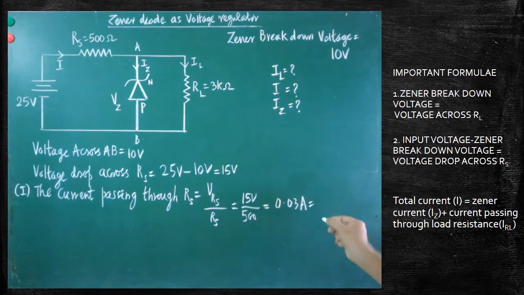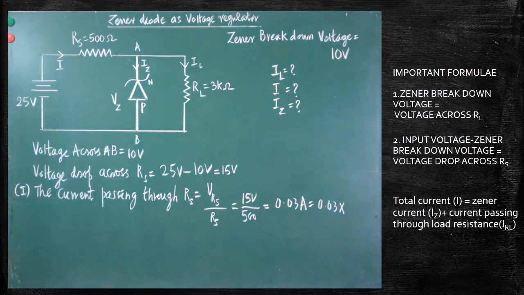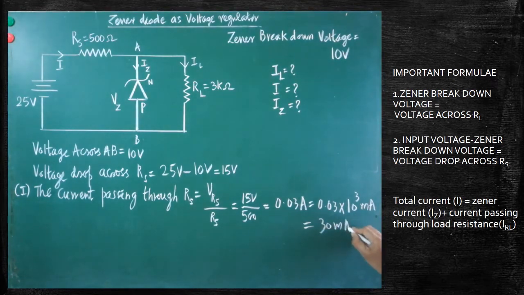This one could be converted into milliampere. Here, how should 0.03 ampere be converted into milliampere? How to do that? Multiply by 10 to the power of 3 to get milliampere. So this is the conversion formula. After multiplying, the answer will be 30 milliampere. So 30 milliampere of current is passing through the 500 ohm resistance. So one current is found out.